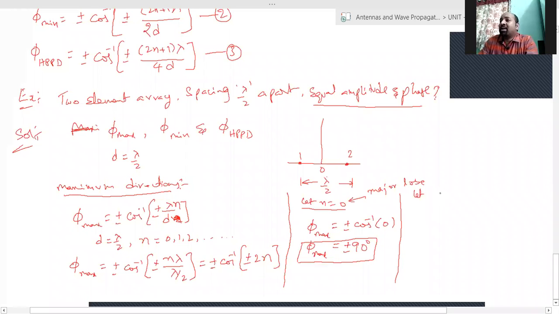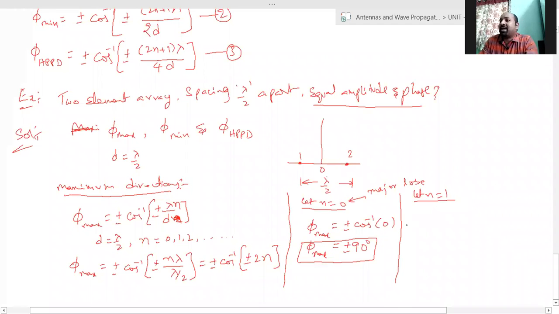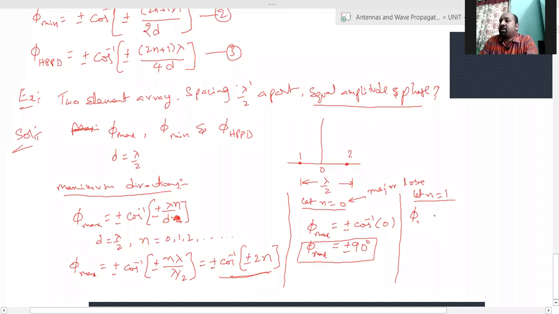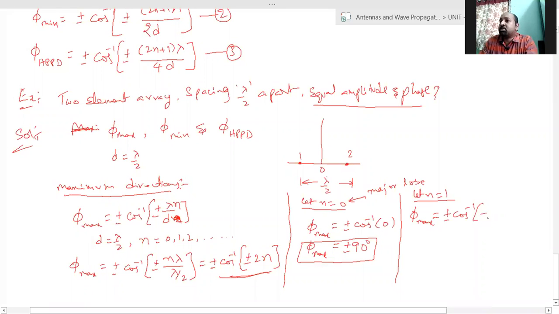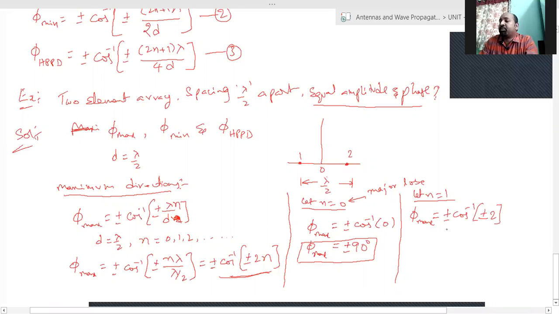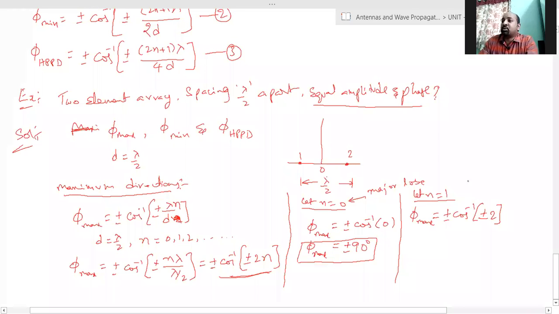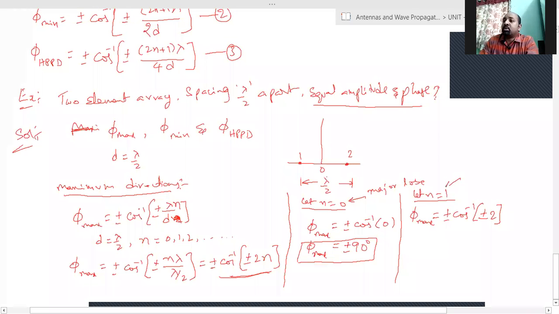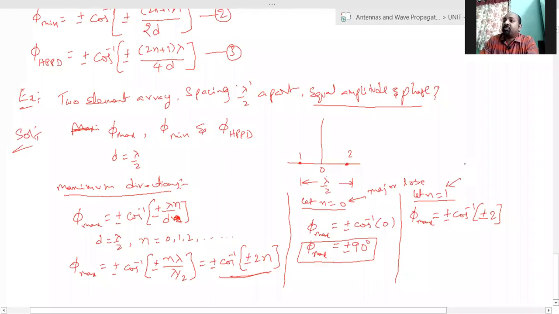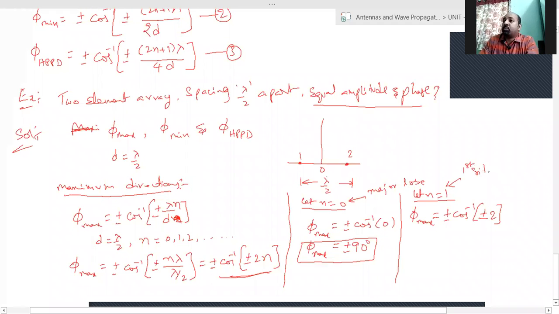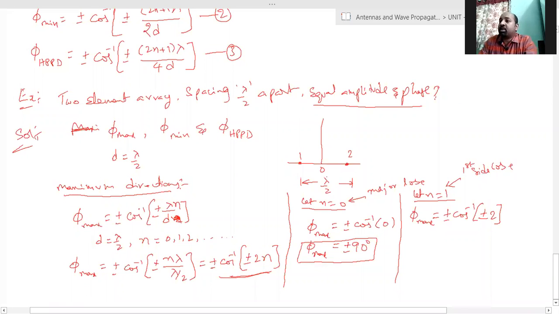Now let n is equal to 1. Let us substitute n is equal to 1 in this expression. What will we get? Phi max is equal to plus or minus cos inverse plus or minus 2, right? Small n is equal to 1 stands for first side lobe.